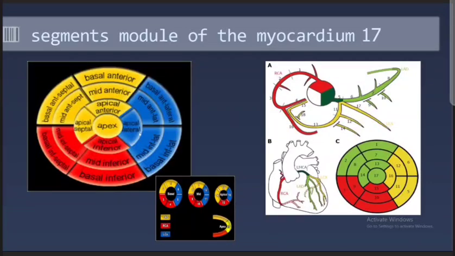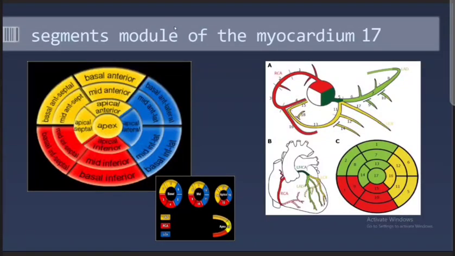The mid segments are similar in distribution, but at the mid level of the left ventricle, and the apical segments are only four: anterior, septal, inferior, and lateral, and finally the apex of the heart. They are colored, tagged according to their arterial supply.